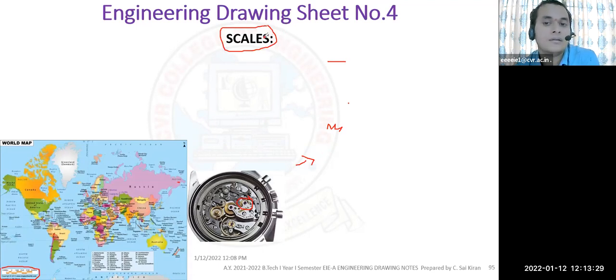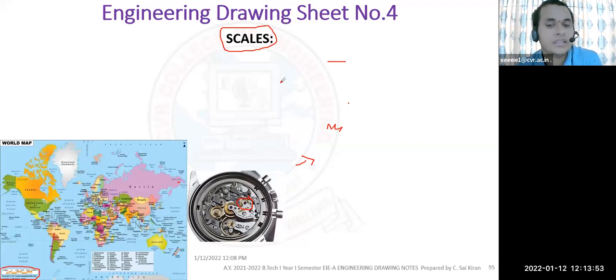So scale is nothing but either reducing the size of an object whenever the object is larger than our drawing sheet, or, whenever the object is much smaller than the drawing sheet and we are unable to draw, enlarging the size and then drawing.